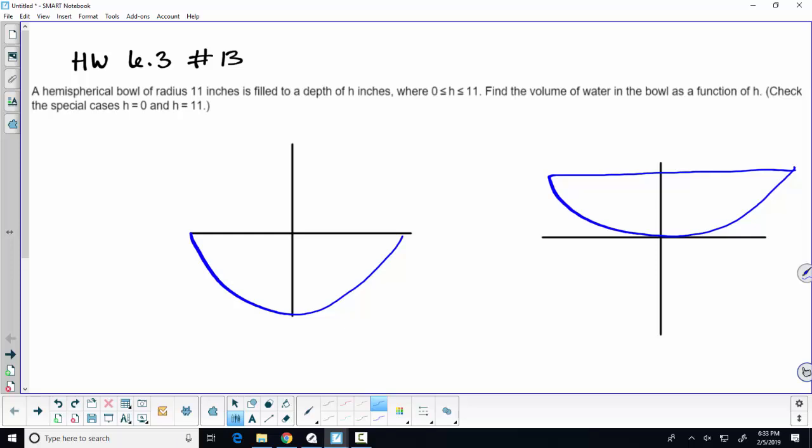When we think about our rectangles, if our rectangles were like this, what method would we be using if we're rotating around the y-axis? It would be a disk, right? Because if I rotate this rectangle around that axis, I'm generating a circle or a disk. Same thing here.